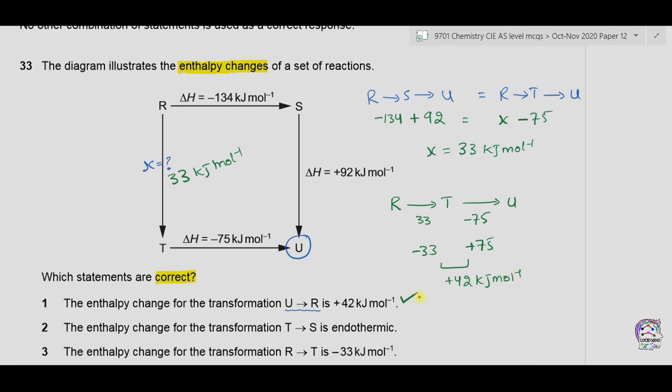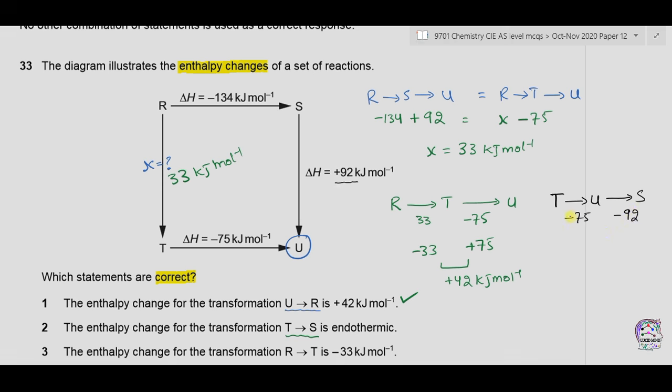Therefore option 1 is correct. Option 2. The enthalpy change for the transformation T to S is endothermic. The energy change from T to U is given. It is negative 75. While from U to S it will be the reverse of plus 92. It will be negative 92.